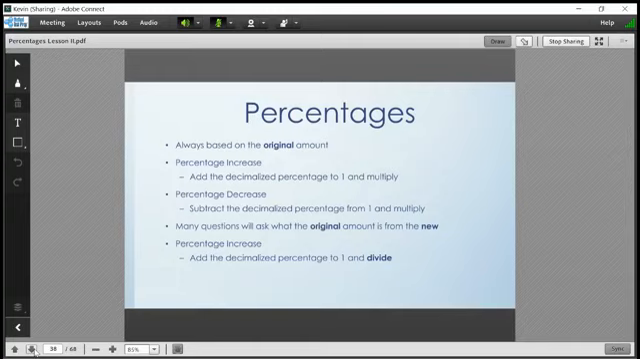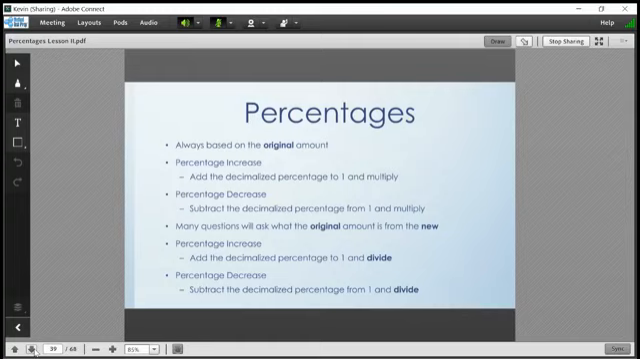So for example, if I have a percentage increase, I'm still going to add the decimalized percentage. Whether you're going from new to original or original to new, you're always adding the decimalized percentage to 1. However, since I'm going from the new to the original, instead of multiplying, I'm going to do the opposite of multiplication, which is divide. If I'm doing a percentage decrease, I'm still going to subtract. So percentage increase, I'm always adding the decimalized percentage. Percentage decrease, I'm always subtracting the decimalized percentage.